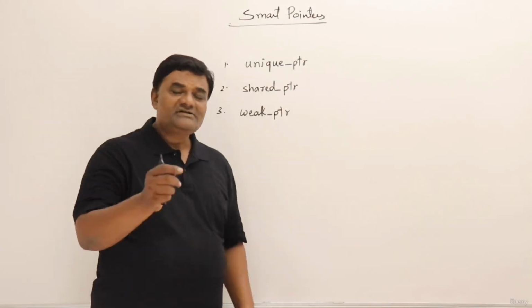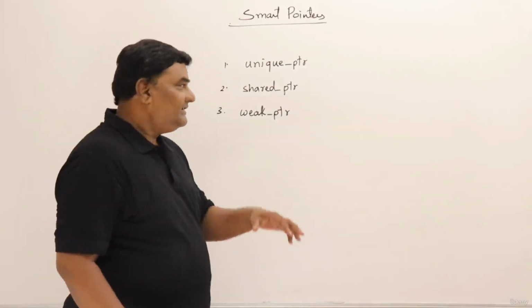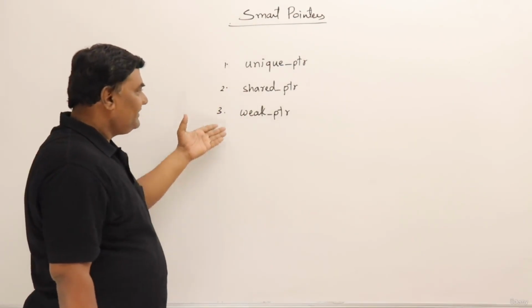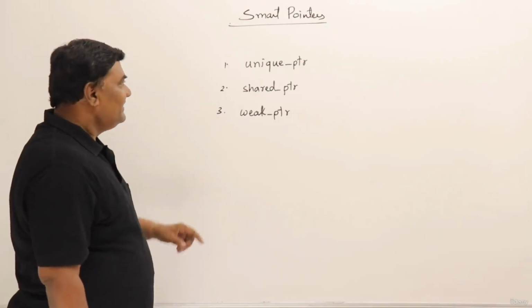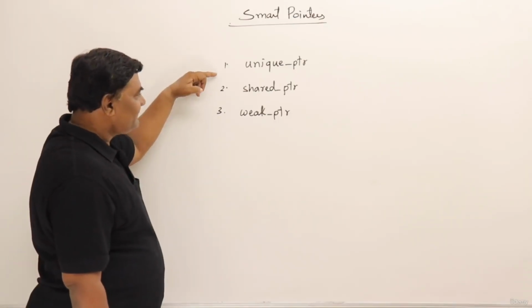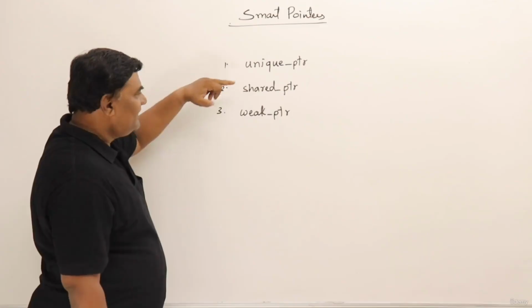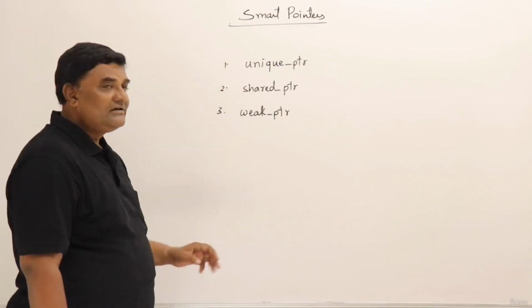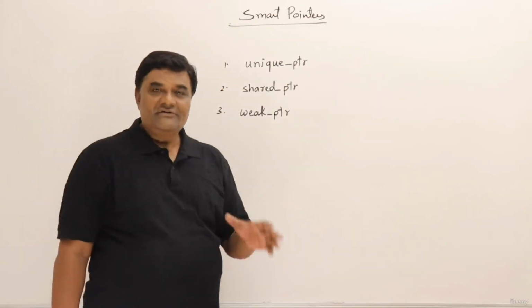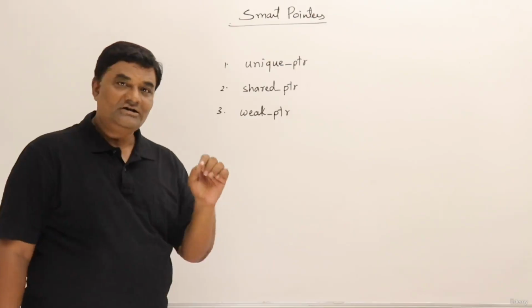First I will show you what is the problem with a normal pointer, then I will show you what are the smart pointers available in C++. There are three smart pointers available: unique pointer, shared pointer and weak pointer. What are these? I'll come to it. First I will show the problem with the normal pointer.